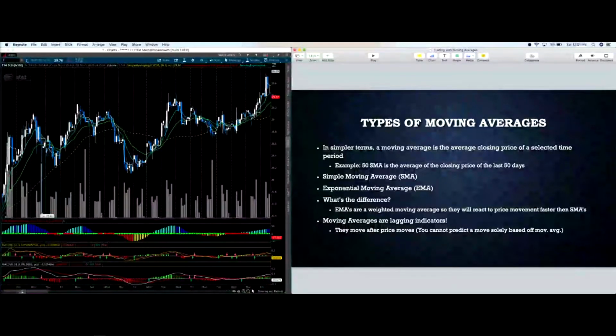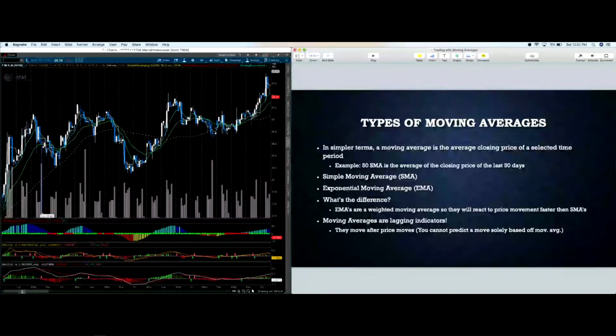So with moving averages, there are different types of moving averages. These are the two main types that I personally use. They're going to be the simple moving average, or the SMA, and the exponential moving average, that's the EMA. A moving average is basically the average of the closing price of the selected time period. So as an example, if you have the 50 SMA, or the 50 simple moving average, on your chart, that is basically the average of the closing price of the last 50 days.